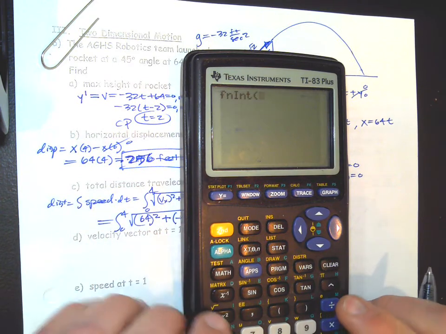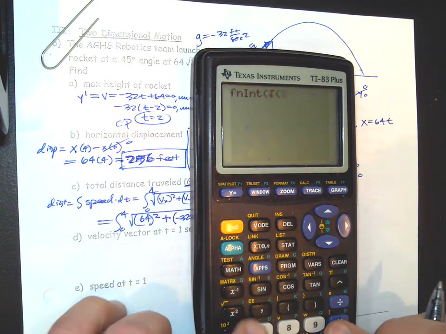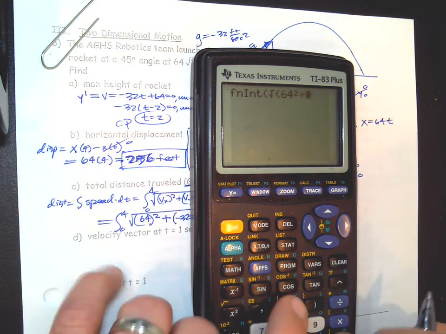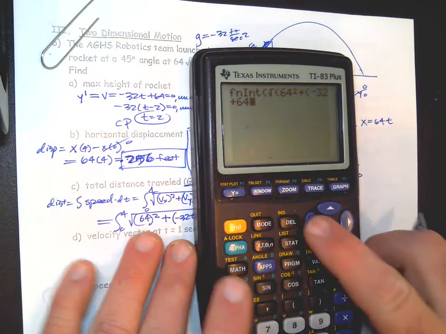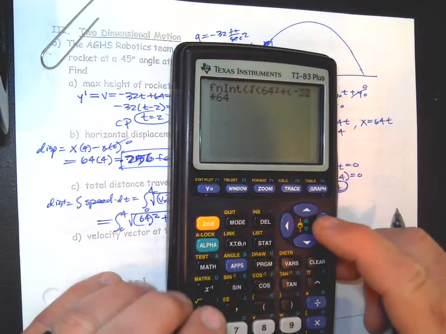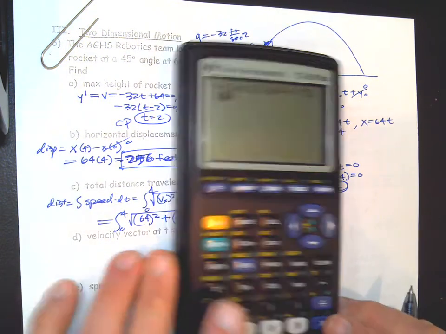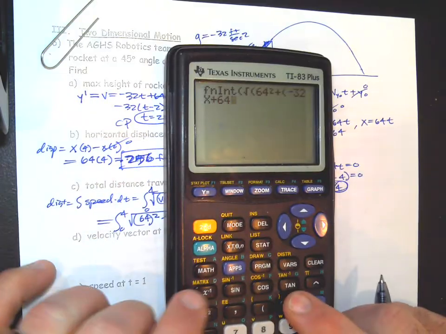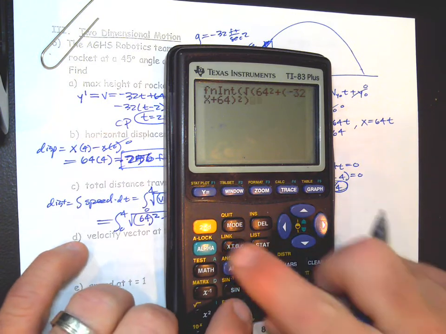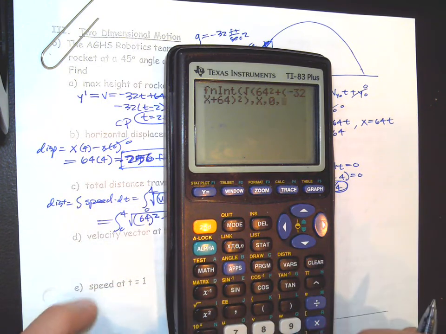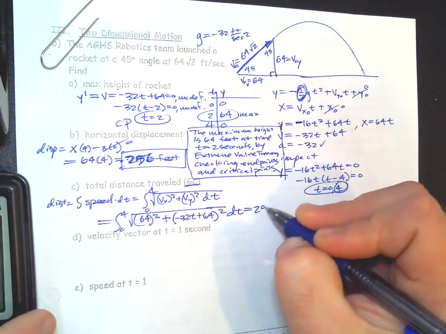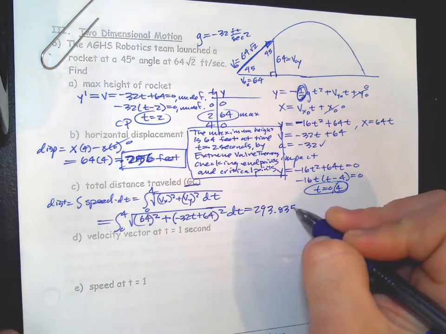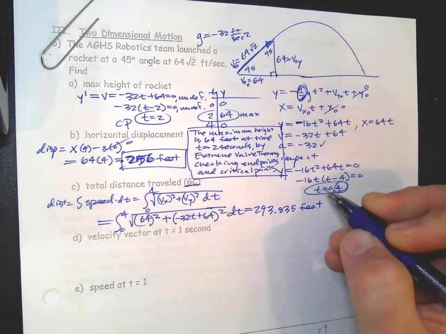Math 9. We do square root of 64 squared plus negative 32t plus 64 squared, close parentheses, comma x, comma 0, comma 4. So we're going to put an x for all the t's. So this should do it. That's it. 293.835 feet traveled, distance traveled.